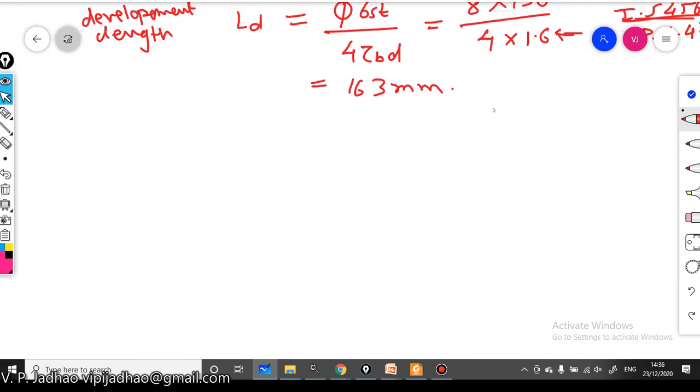Therefore, as we are getting this 163 mm development length, what we will be doing is we will curtail half of these vertical steel bars, and the rest of the bars will be continued till the top of the wall. If this is your wall, half of the bars will be up to this height, that is 1 meter, and the remaining bars will be continued up to the top, like this.